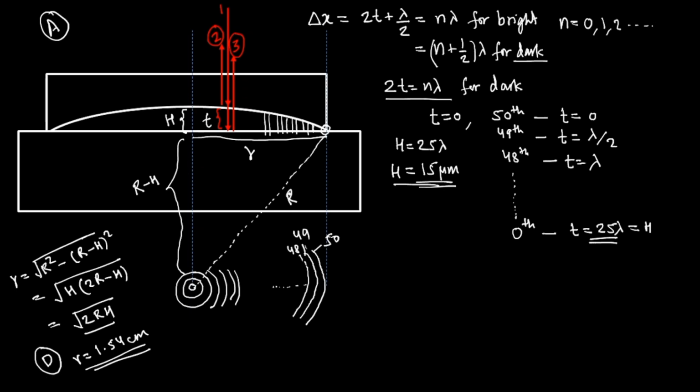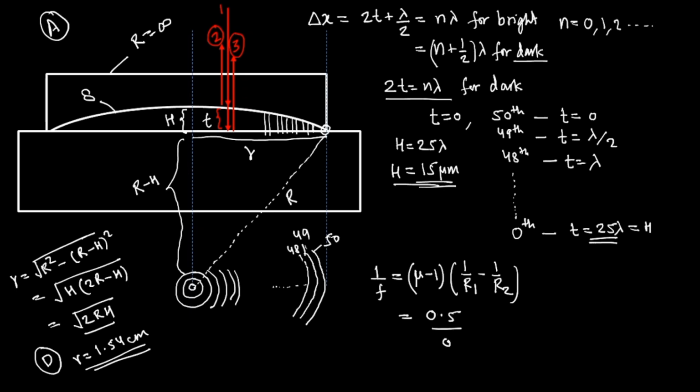Now let us see about the focal length. The focal length formula we know: 1 upon f is mu, the refractive index of the material, minus 1, times (1 upon R1 minus 1 upon R2). R1 and R2 are the radii of curvature. So R1 is infinity and R2 is 8. If you put mu equal to 1.5, you get 0.5 upon 8, which is 1 upon 16. That means f is 16 meters, but the option given is 16 centimeter. So that option is wrong. So the correct options are A and D.